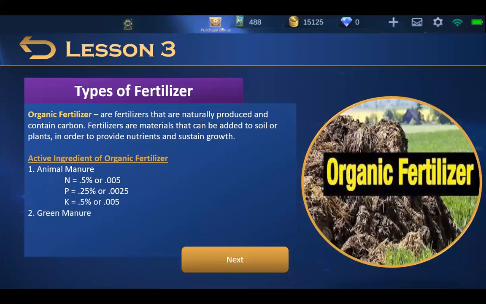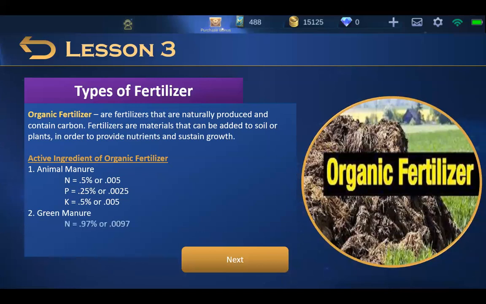Next, we have green manure. This is produced by planting leguminous crops over the areas for planting. When these plants bear flowers and are still green and succulent, they are plowed under and incorporated into the soil until they decompose and release nutrients from the crops. Plants used for green manure are plowed under at flowering time.